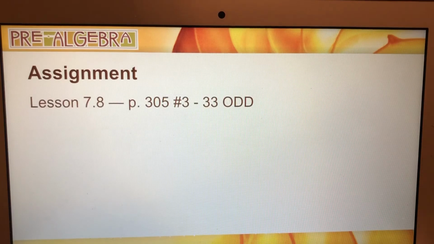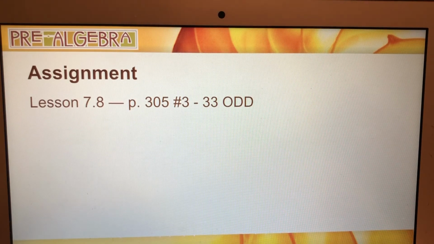Your assignment for tonight is going to be lesson 7.8, and you'll get to do the odd numbers from 3 to 33. Okay, so hopefully these discounts and markups and markdowns and amounts of decrease and increase can help you know how to calculate these things, so that if you go shopping, whether it be for clothes or for food, you can compare prices and see whether we're talking about an increase or a decrease.